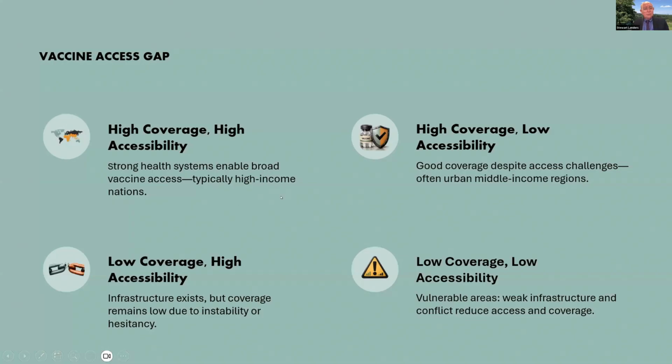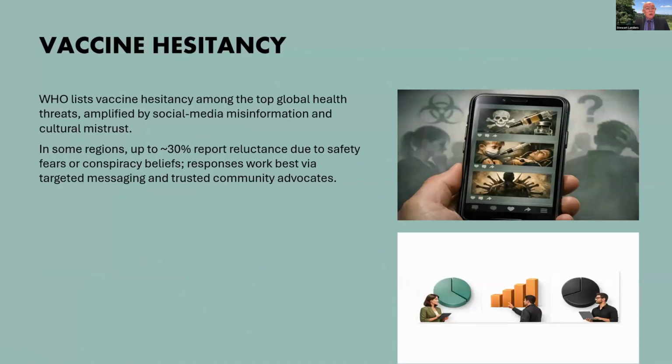Despite advances, these inequalities persist, with coverage in low-income countries lagging behind high-income countries. Geographic barriers, cold chain infrastructure gaps, and political instability compromise vaccine availability. Next slide, please. WHO listed vaccine hesitancy as one of the top 10 global health threats due to misinformation spread via social media and cultural mistrust. Studies show that up to 30% of populations in some regions express reluctance, fueled by safety concerns or conspiracy theories. Addressing this requires targeted communication strategies and trusted community advocacy. Next slide, please.